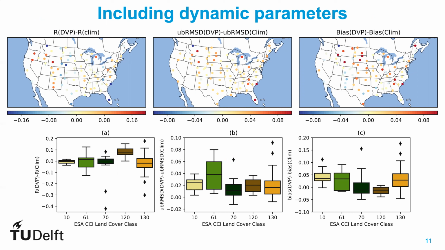The spatial patterns can be explained if we look at the land cover in the bottom row. Generally, the increase in R is seen in the shrublands in the West. We can see that the difference in unbiased root mean square difference and bias is greater than 0 in all cover types. The increase in bias is actually worse in the croplands and grasslands, which is where the operational algorithm does best.